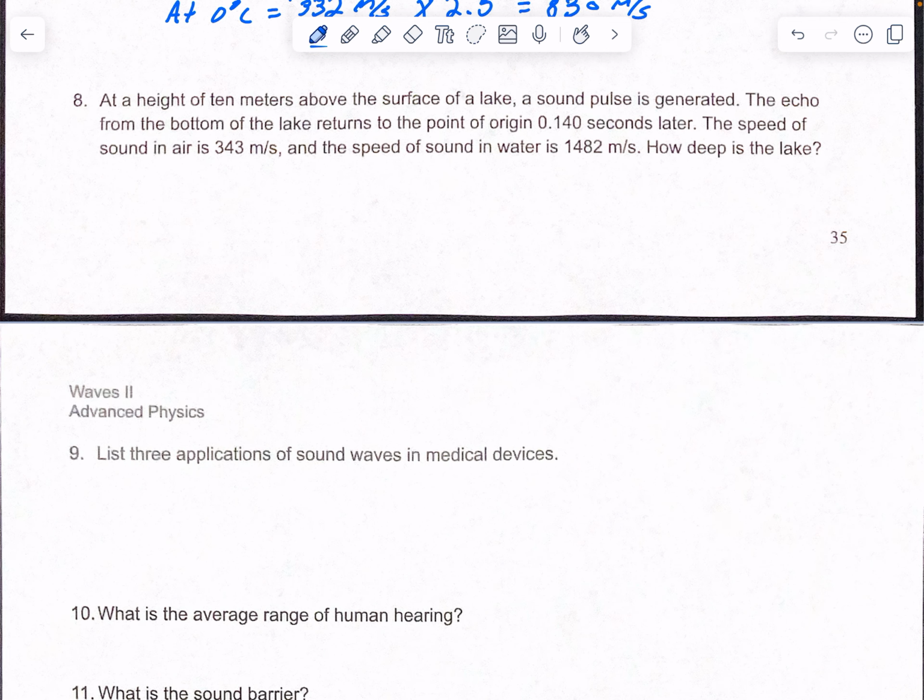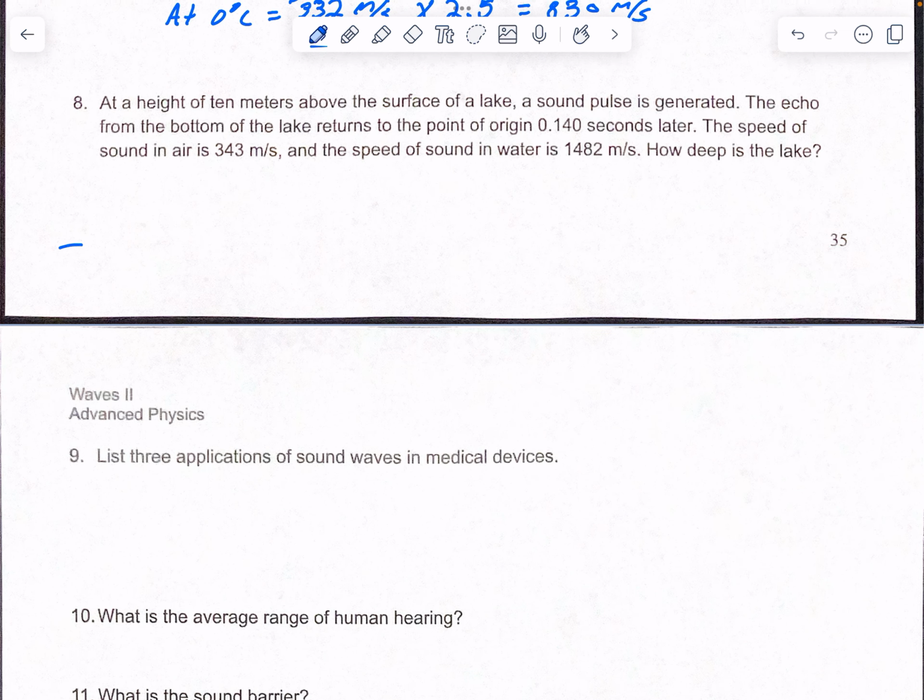Now, on the test, more than likely, you'll see just a basic echo problem. This one's actually more complicated. I'll show you how to do it, but I'm not going to throw in different mediums. So what basically happens is you have 10 meters down until you hit the water, so that's 10. Then you've got to go to the bottom of that lake, and you've got to go back up to the surface, and we don't know what that distance is. And then you've got to go another 10 meters back up to where it came from.